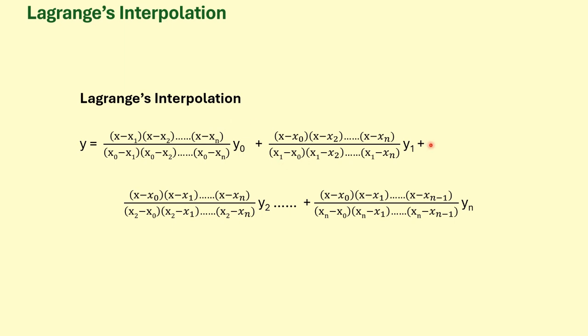And in the denominator, here y1 is there, so we have to take x1 minus x naught, and the x1 minus x1 term we have to skip. Then x1 minus x2 and other things we have to carry out. Only the x1 term we have to skip here.